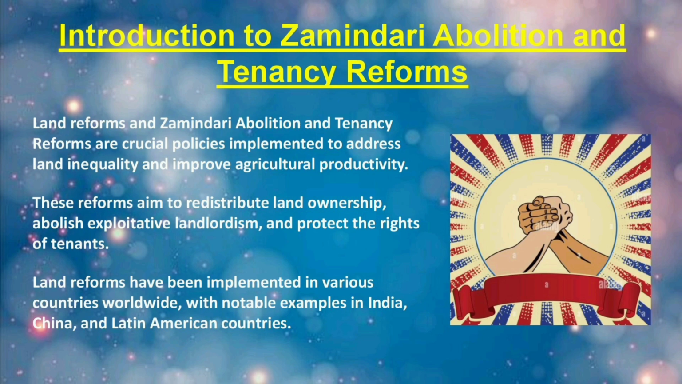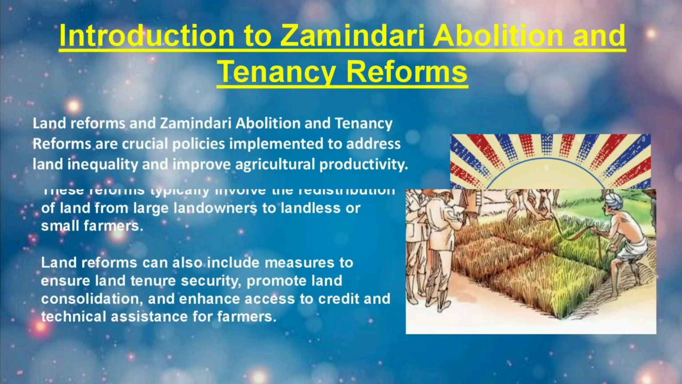Introduction to Zamindari Abolition and Tenancy Reforms. Land reforms and Zamindari abolition and tenancy reforms are crucial policies implemented to address land inequality and improve agricultural productivity. These reforms aim to redistribute land ownership, abolish exploitative landlordism, and protect the rights of tenants. Land reforms have been implemented in various countries worldwide, with notable examples in India, China, and Latin American countries.